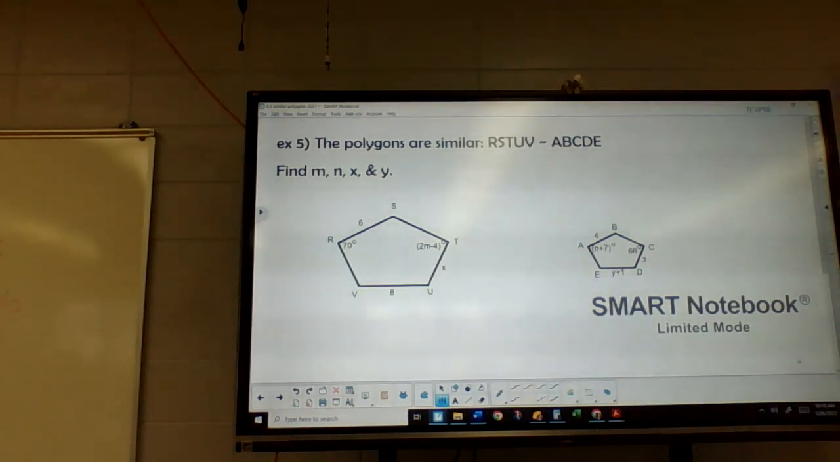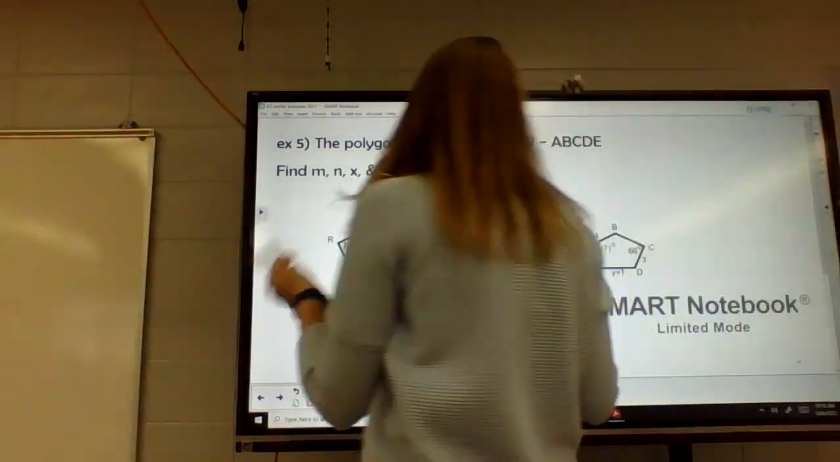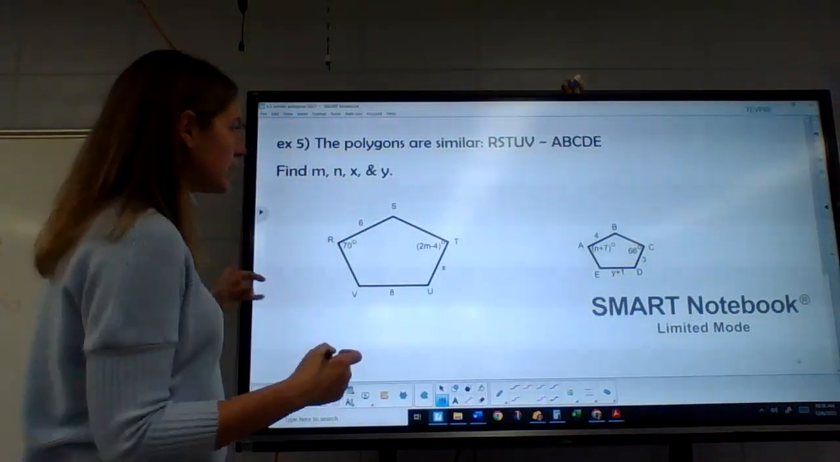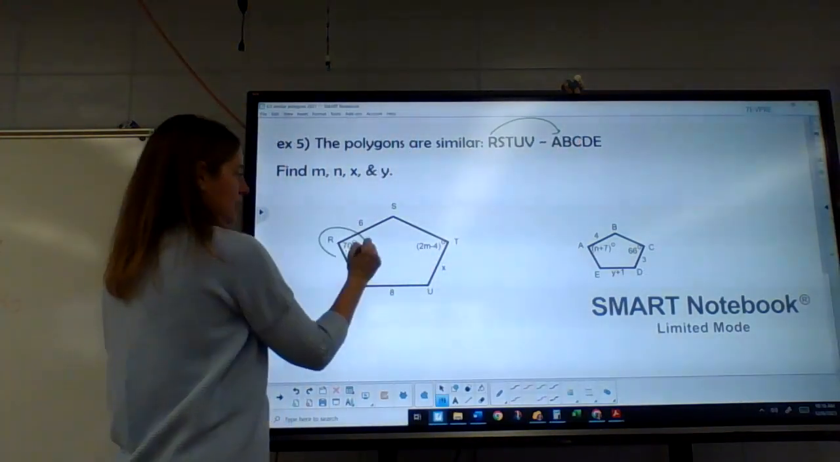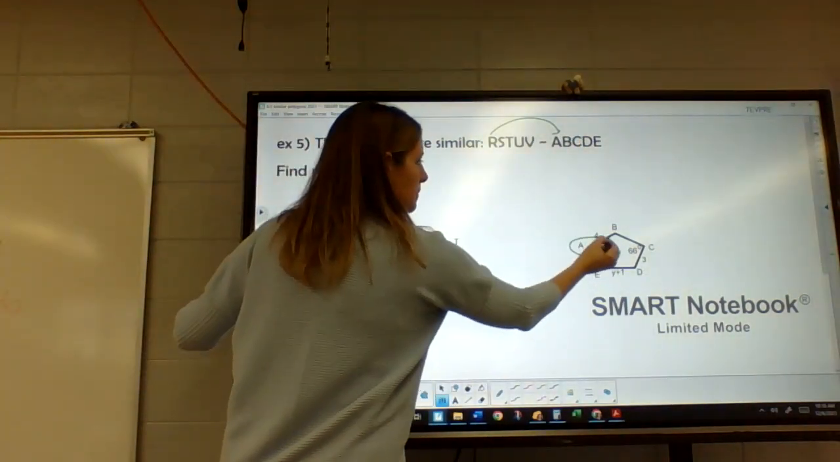So, all right. They tell us these polygons are similar. So again, I like marking things a little bit just to help me here. So like R goes with A. So like these two are the same.